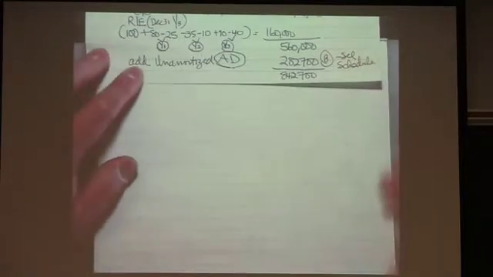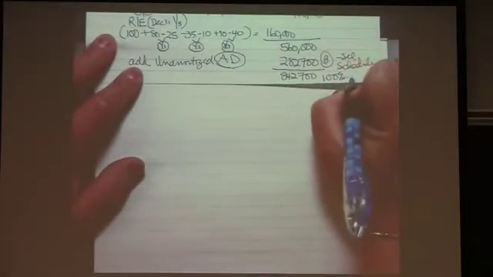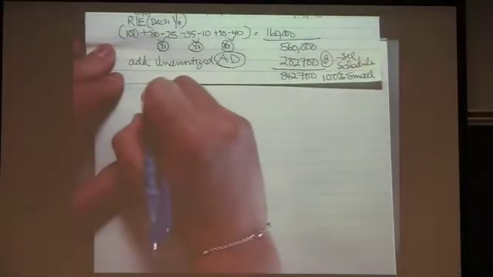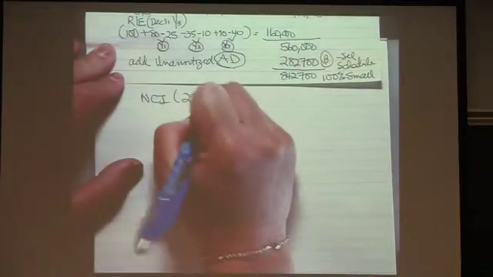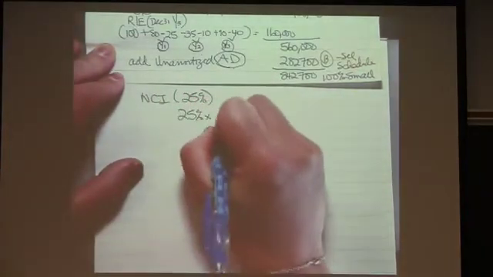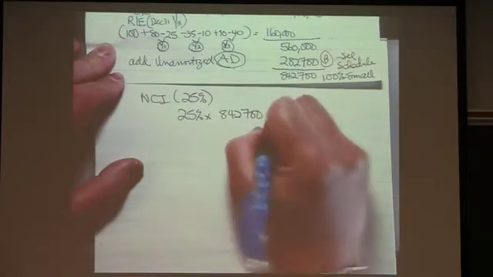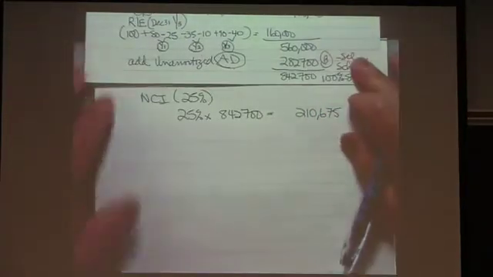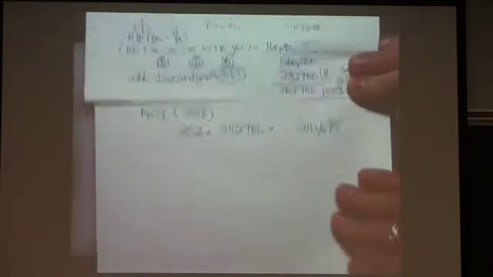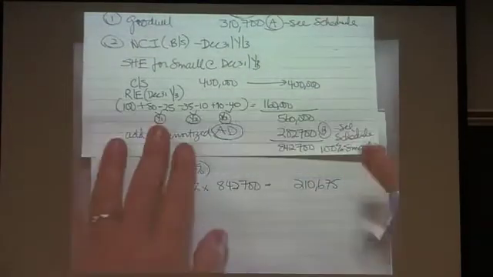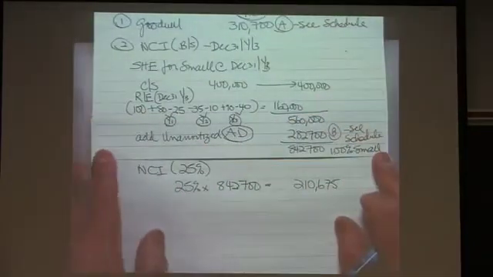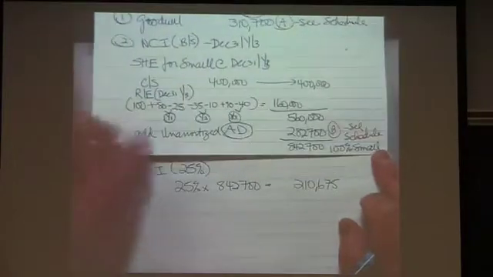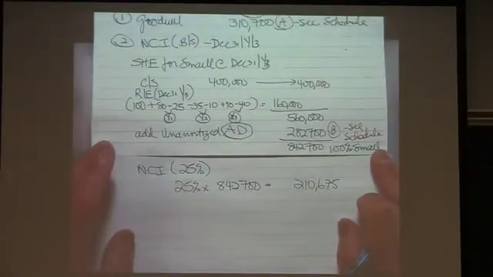Now, this represents 100% of Small. Now, NCI owns 25% of that, so 25% of 842,700 gives me 210. So this is how we calculate NCI at a point in time. So there's going to be a question where you're going to be asked to calculate the non-controlling interest balance sheet item at any future date.